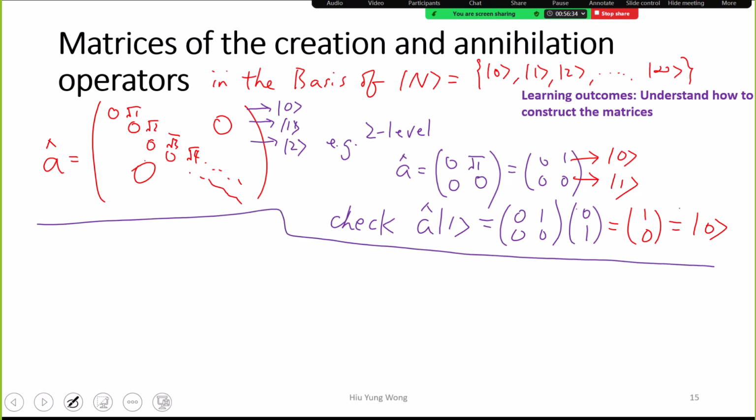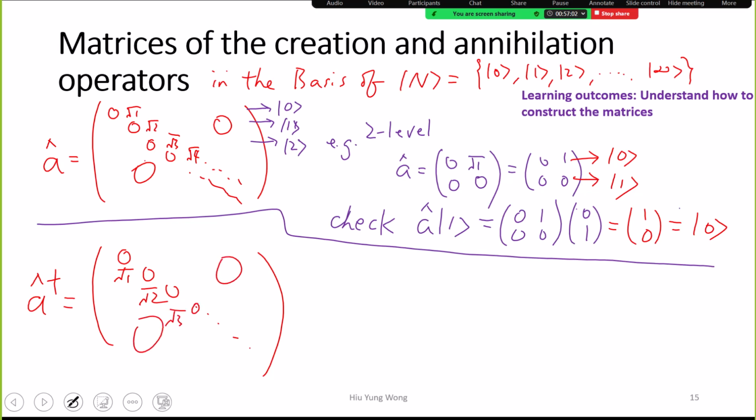That would be... So you can probably guess it is the same, except that now you put it here. The non-zero term is the diagonal lower than it. So square root 1, square root 2, square root 3. And then the rest is 0.